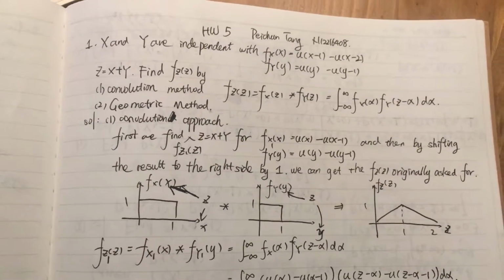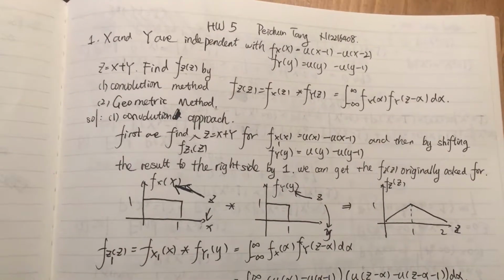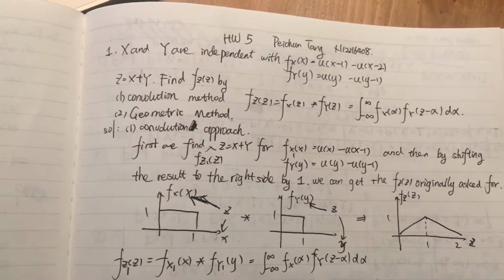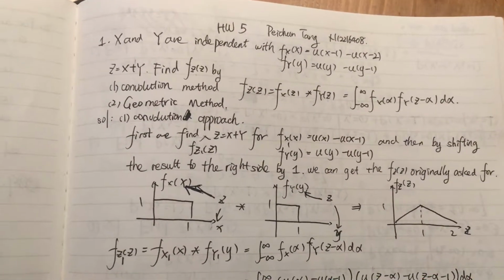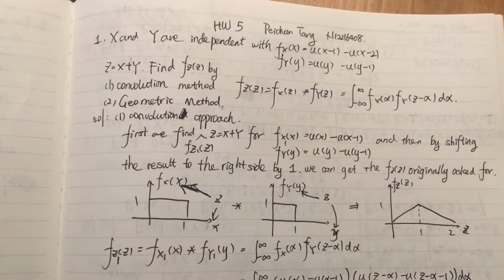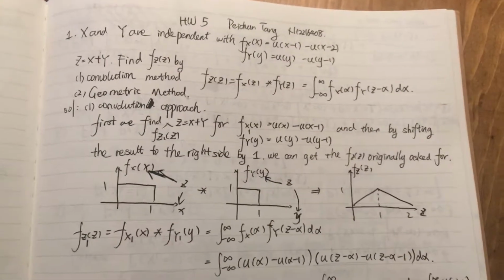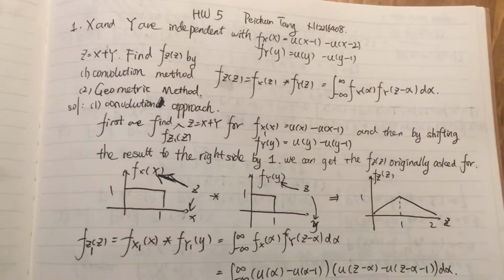And we are given z = x + y, and we are supposed to find f_Z(z), the probability density function, in the following two ways. The first is the convolution method, and the second is the geometric method.